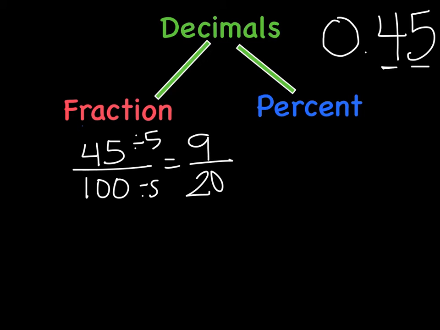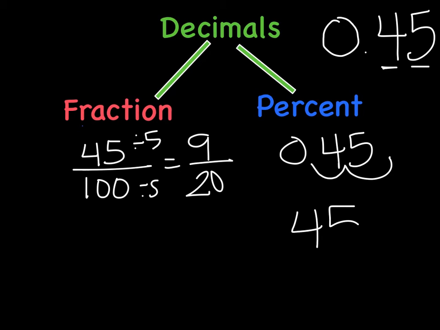Now, changing a decimal to a percent is even simpler. You start with your decimal and you simply move it 2 places to the right. So, as a percent, it would be 45%.